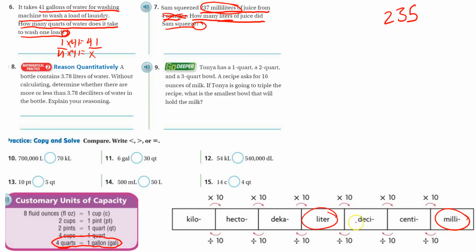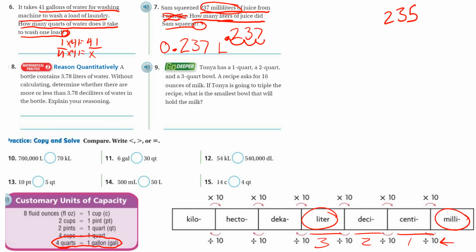To get from milliliters to liters, I have to move to the left 1, 2, 3 places. So I take the number they gave me, 237, and I move my decimal to the left 3 places: 1, 2, 3. So my new number becomes 0.237 liters. And that would be read as 237 thousandths of a liter.